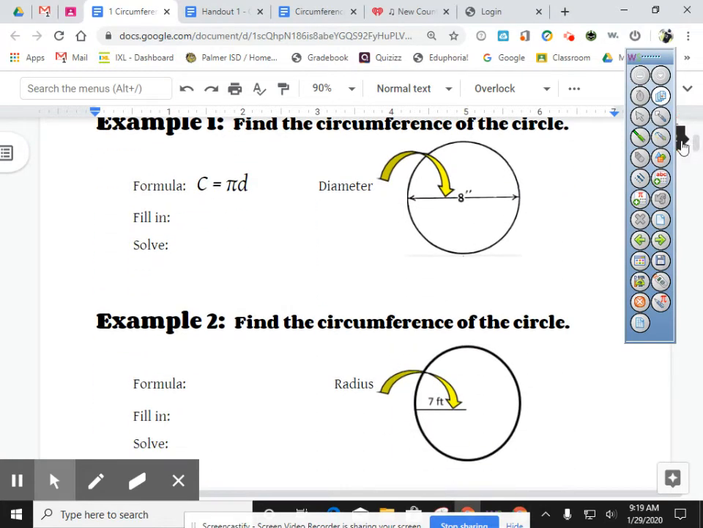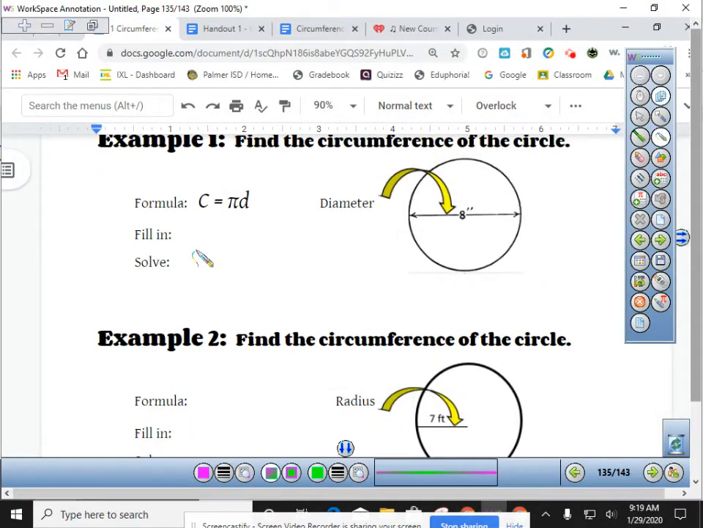So we're going to find the circumference of this circle. What are we going to fill in here? C equals 3 times 8. And what's that? 24. That's pretty simple, right?